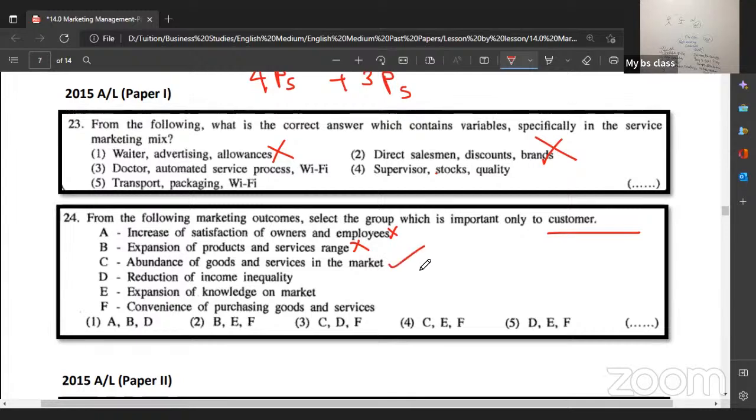And reduction of the income inequality, no, right? Expansion of the knowledge of the market, yes, because when you know what's happening in the market, then it's good. Convenience of purchase, yes. So you can remember product, price, place, promotion, and also the convenience of distribution and place can make a convenience, which is a good thing. And after balance, yes. C and E F, no? So we have the answer, yes, C E F.